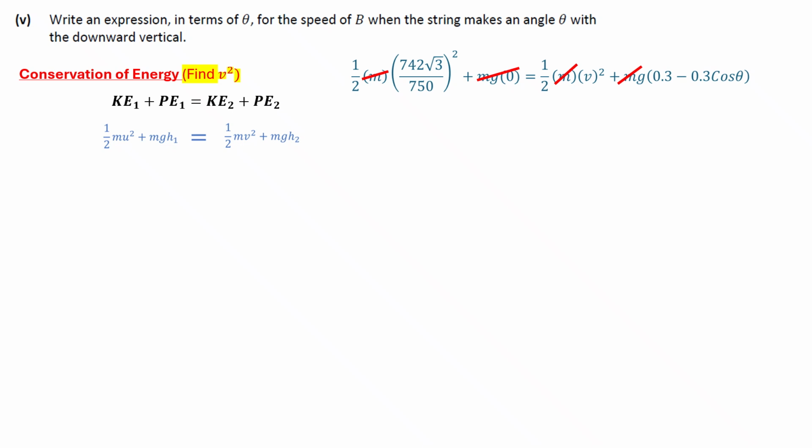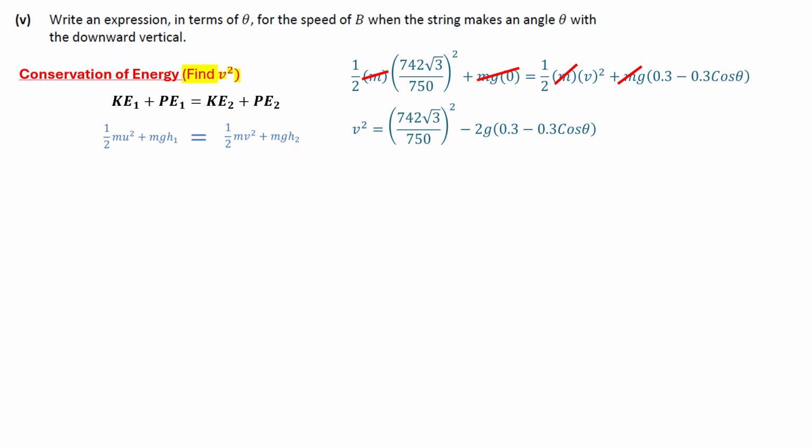So when we rearrange, the first thing we'll do is multiply across by 2 to get rid of those halves. That's going to give us 2g(0.3 minus 0.3 cos theta). So v squared is equal to that initial speed, which I've written in fraction form, 742 root 3 over 750, all of that squared. If you use the decimal form, we're going to work out pretty much the same answer. Minus 2g(0.3 minus 0.3 cos theta).